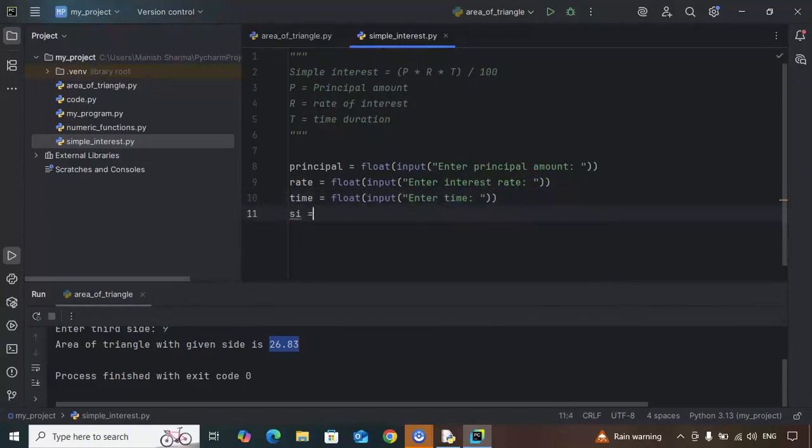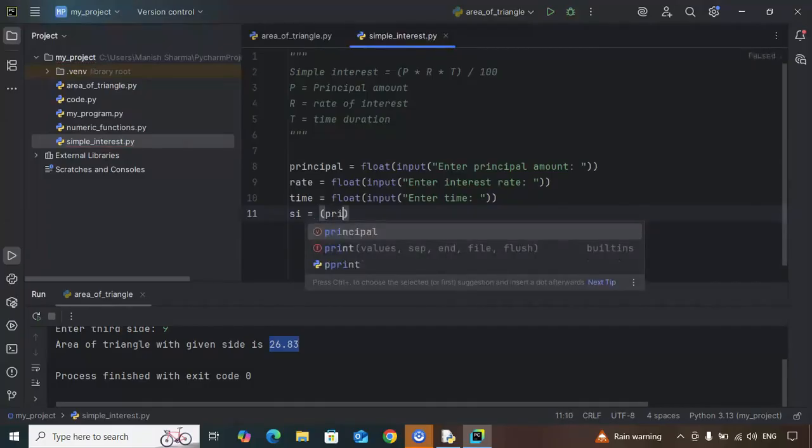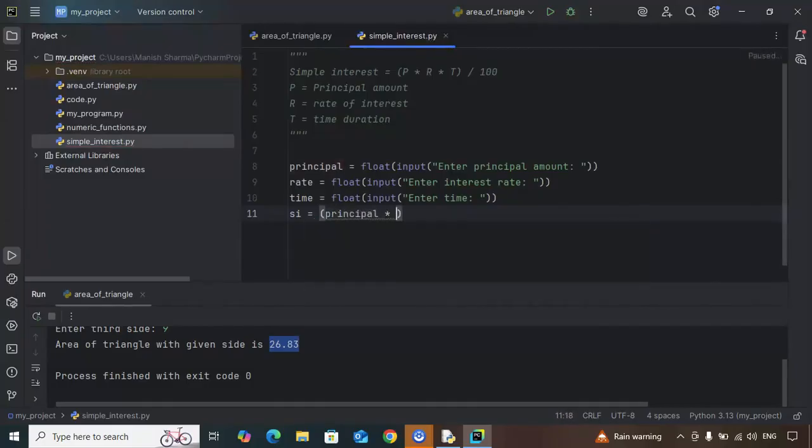I'll remove this. And SI equal to, what is SI? SI equal to principal into time, so in the brackets, principal into time into rate into time. Anything is okay. Time into rate, rate into time, both will give the same answer. Divided by 100. Print simple interest is, comma, SI.